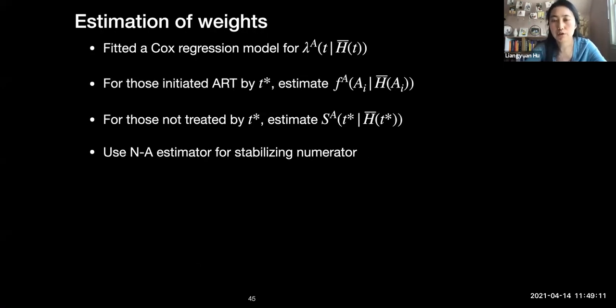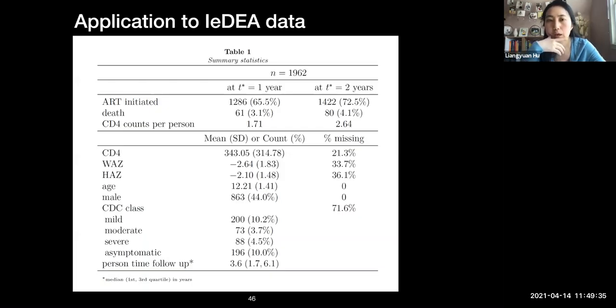With still similar strategies, we could use a Cox regression model to estimate the hazard functions for the treatment initiation process, and then estimate the denominators of the weights. And then we can use a non-parametric estimator for the numerator to stabilize the weights. And then we applied the methods to analyze nearly 2,000 patients drawn from the East Africa IeDEA Consortium to estimate the comparative effects of CD4-based DTRs.